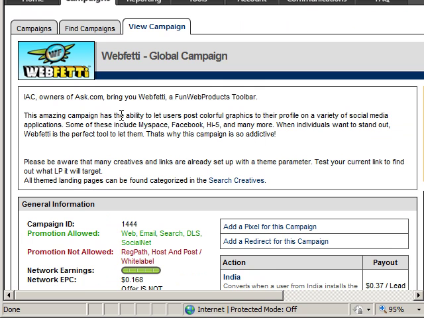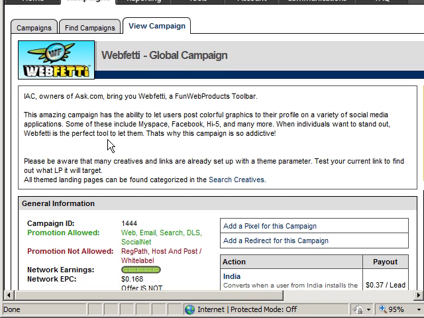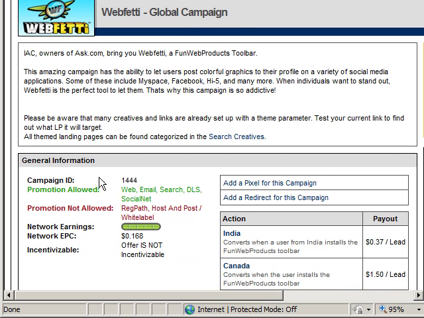It says this amazing campaign has the ability to let users post colorful graphics to their profile on a variety of social media applications. So you get to know what it's all about, but you also get to know what kind of promotion is allowed. Not every single CPA offer allows you to do the same thing.